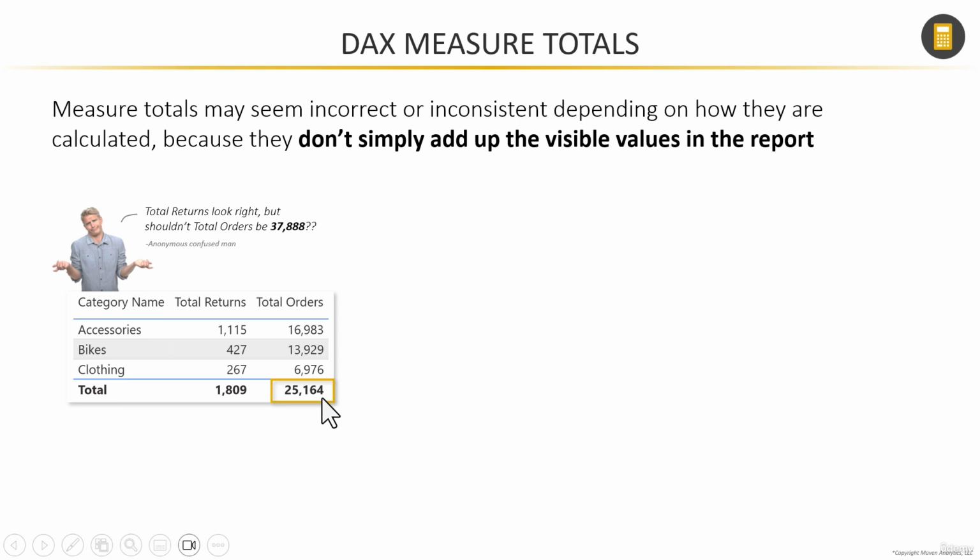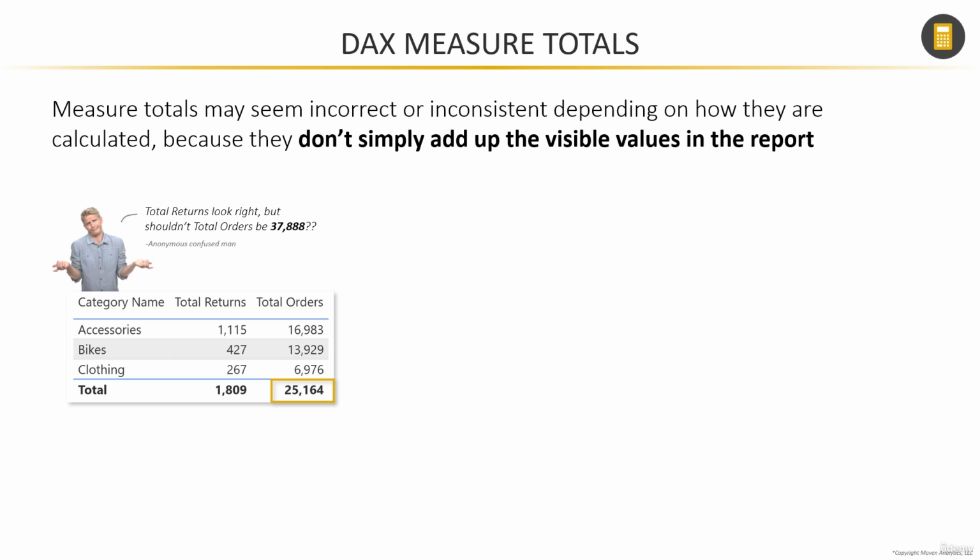So this field is calculated as an island. It has no awareness or visibility into the other values around it. In fact, it's calculated by evaluating this total orders measure without any filter context applied, meaning it's just removing the category name filter context. It might not seem like a big difference, but it's a critical and fundamental idea to help you understand how DAX really operates. So that's the first thing.